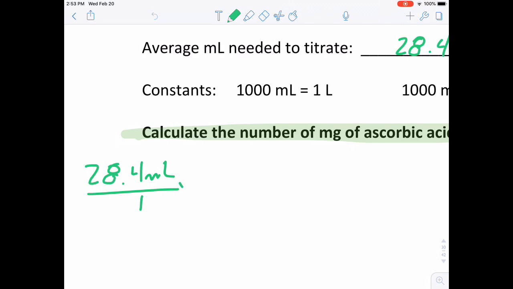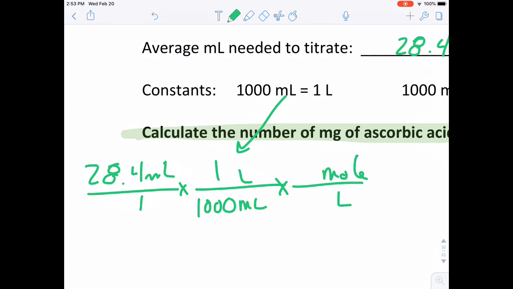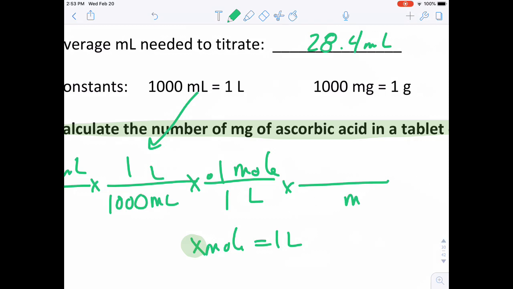Come back over here. I have milliliters, I don't want milliliters, so I have to cancel milliliters. I go to liters. I already have listed up there that I have a 1 to 1,000 ratio of liters to milliliters. I have to cancel liters, I have to go to moles. I have my equality of X moles equals 1 liter. My X is 0.1 molar. I get that from 0.1 molar NaOH. That's where I get that number from. I have to cancel moles. I have to go to grams. It says X grams, 1 mole. I get that X grams from my molar mass of ascorbic acid.